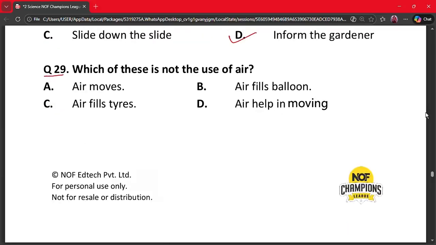Question number 29. Which of these is not the use of air? A. Air moves. B. Air fills balloons. C. Air fills tires. And D. Air helps in moving. The correct answer is option D. All the three, A, B and C, are the uses of air. But option D, air helps in moving, is not the use of air. So the correct answer is option D.